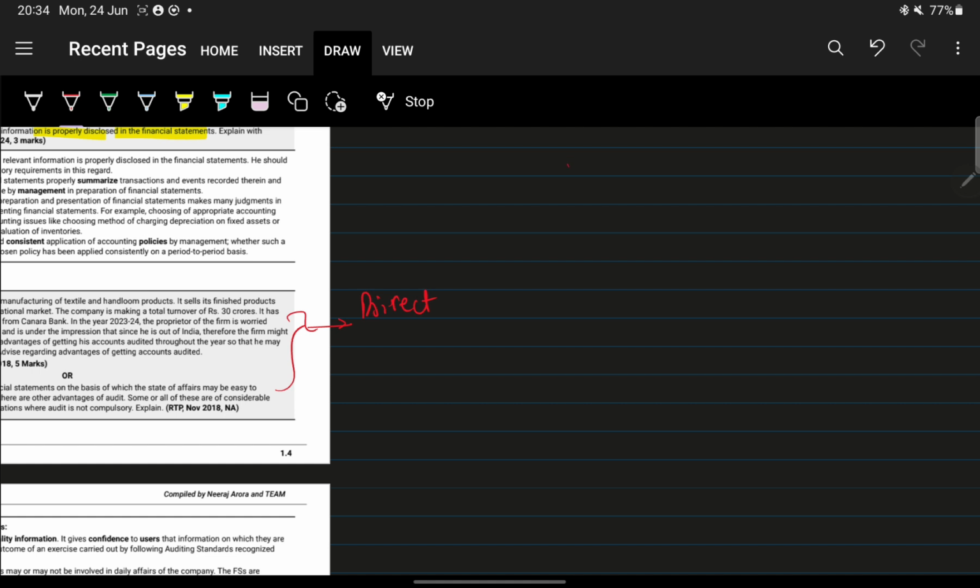So what are the benefits of audit? Firstly, it provides high quality information.